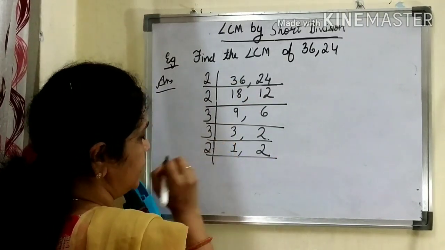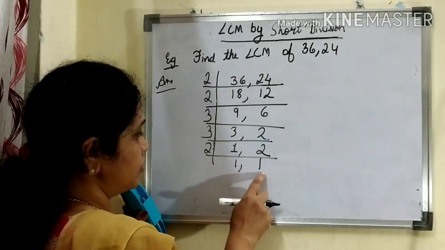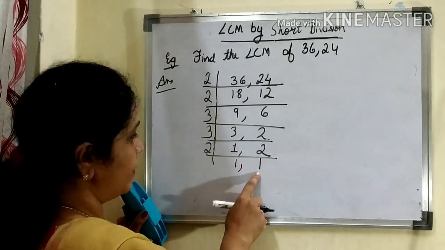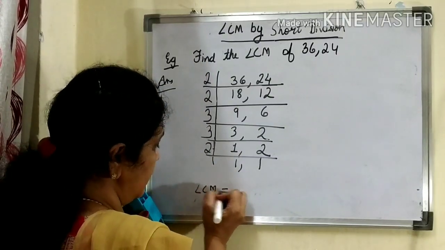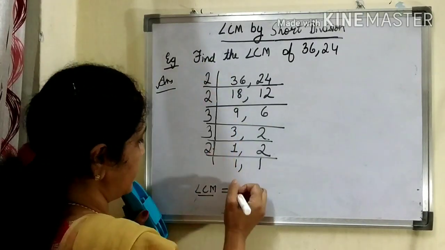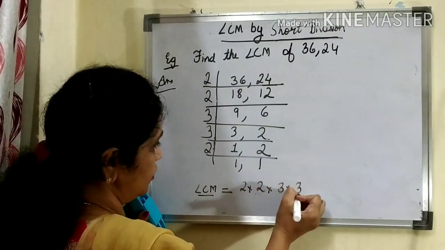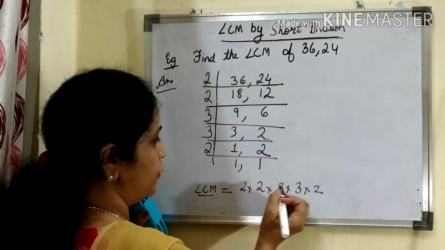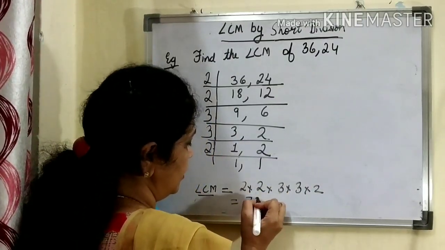And here 2, if I divide it by 2, 1s are 1s. Make sure that at the last you will get 1 comma 1. And then what will be the LCM? LCM is the product of these factors, that means 2 into 2 into 3 into 3 into 2. That means 2 2s are 4, 4 2s are 8, 8 3s are 24, 24 3s are 72.